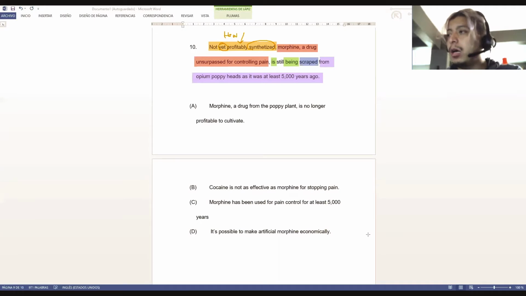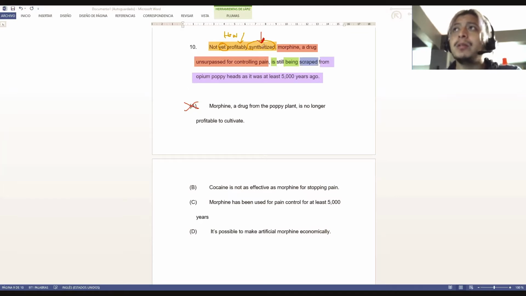So then, what can we infer? Morphine, a drug from the poppy plant, is no longer profitable to cultivate. This is false. Morphine is not profitable to synthesize. Cultivating the poppy plant is a different thing. I think it's very profitable to cultivate the poppy plant.